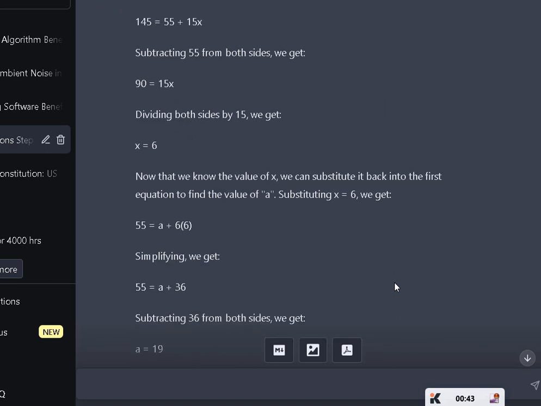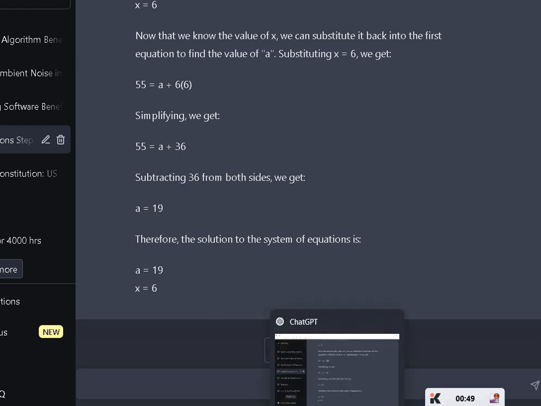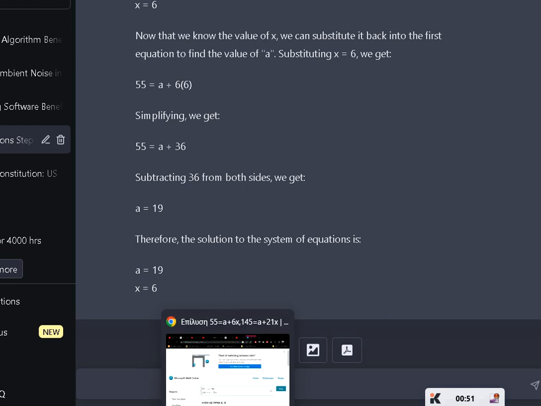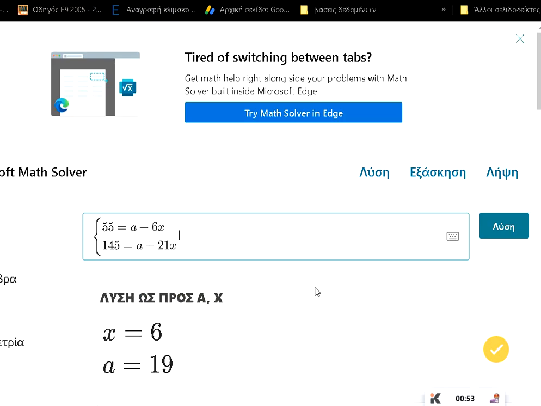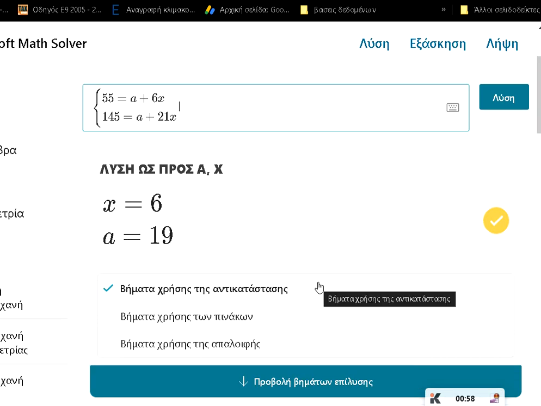And the answer is: variable a is 19, x is 6. We can also be sure that this is the right answer if we check in Microsoft Math and find that it is the same value.